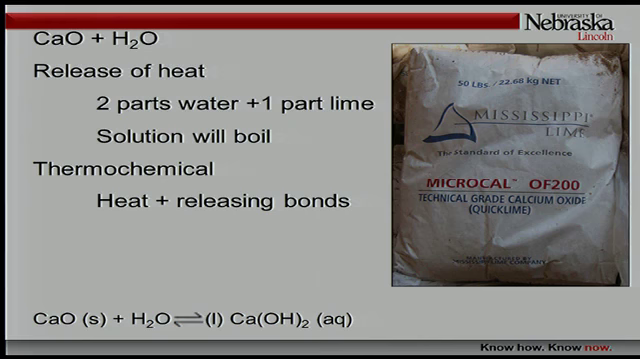That's why they term this more of a thermochemical reaction than just a chemical reaction, because you get the combination of the heat and the releasing of those bonds.